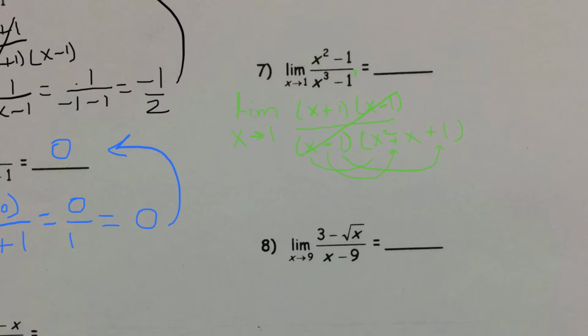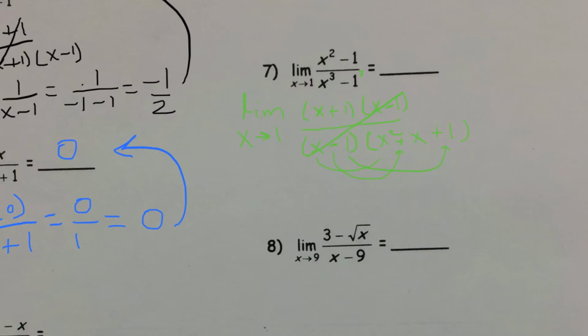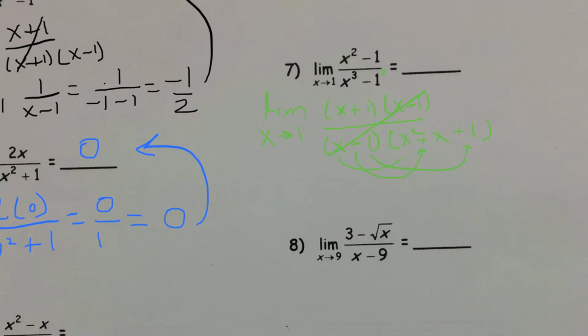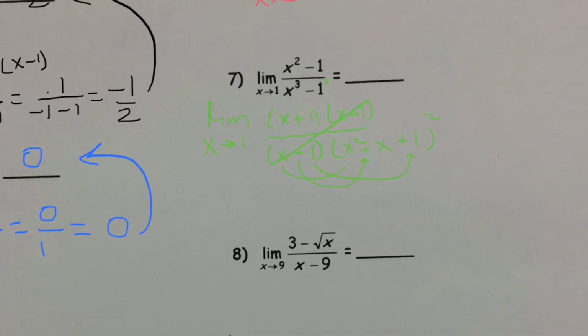And thankfully there's a removable discontinuity there. I can cancel out x minus 1. So now I just have x plus 1 over x squared plus x plus 1. And I can now plug in, and when I plug in, I'll get 1 plus 1. And for the denominator, I'll have 1 squared, 1 plus 1 plus 1, so 2 over 3. And that's the answer to this question here.